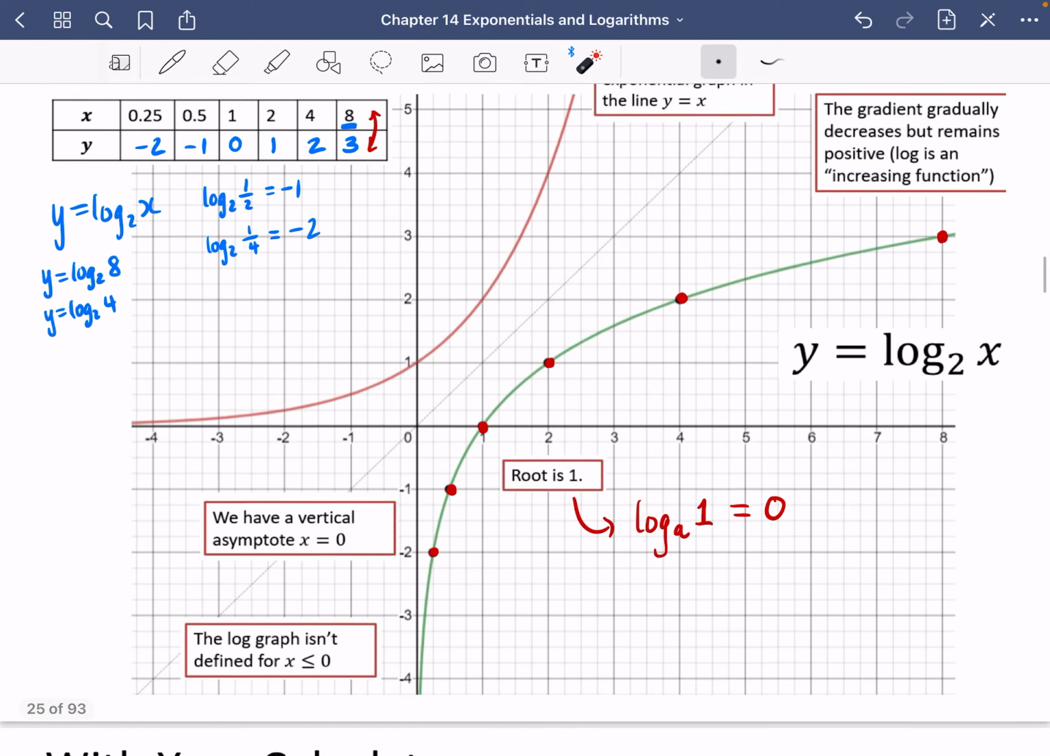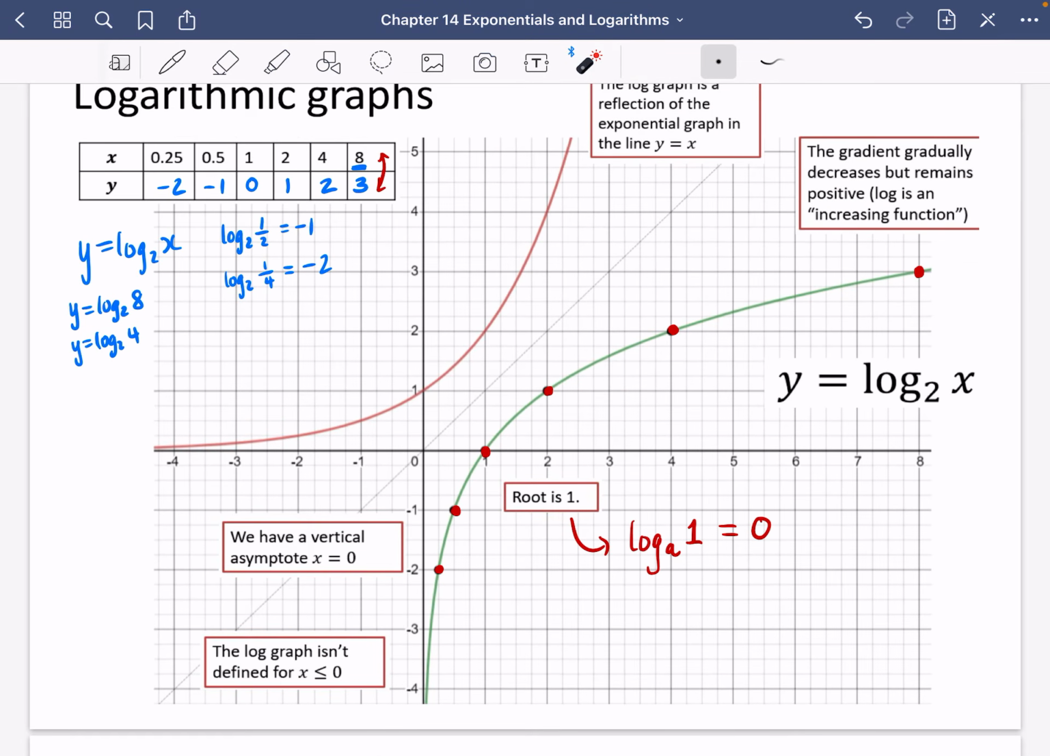Something else I want to speak about is that the gradient gradually decreases, so it's a very, very positive gradient over here, and the gradient stays positive, but it gradually decreases. It gradually levels off, but it never ever becomes flat. So although it's very steep over here and it starts to level off, it always remains positive. So log is an increasing function. It's always sloping upwards, even though it appears to level off, it is always going uphill.